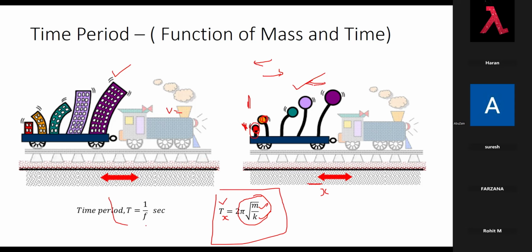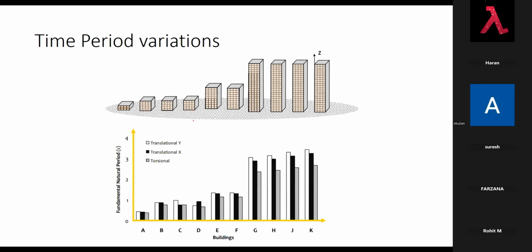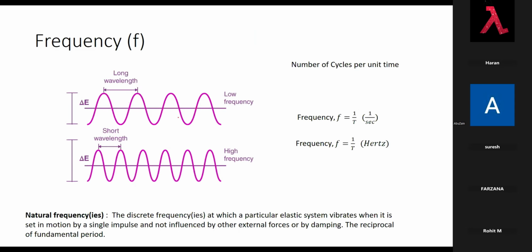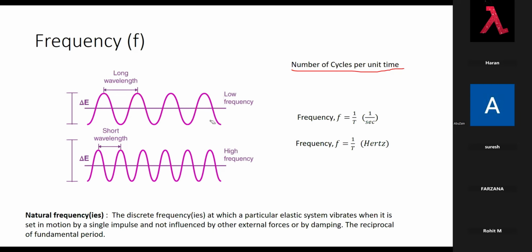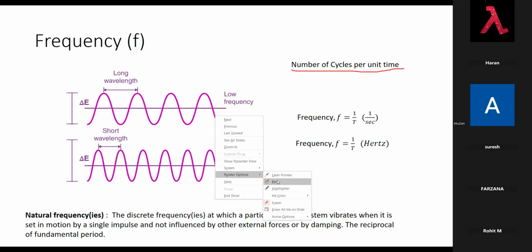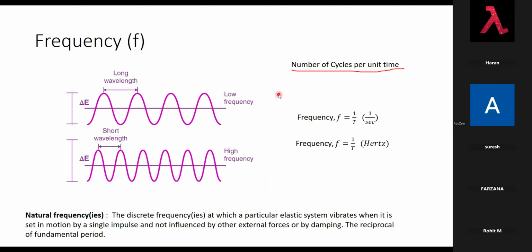They also call it 1 by f. Time period is 1 by f. So what is frequency? I'll come back here again. Frequency is the number of cycles per time. So in 1 second, how many cycles happen? In 1 second, one cycle or two cycles or 2.5 cycles, 1.7 cycles. This figure is an example that different frequencies can happen.